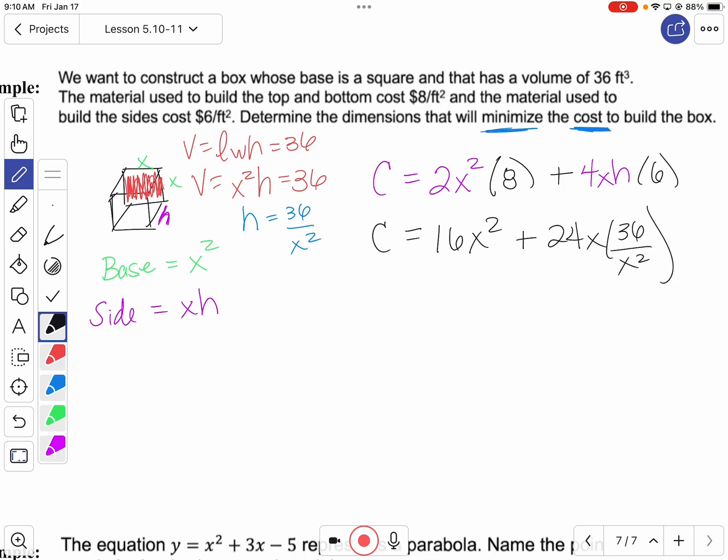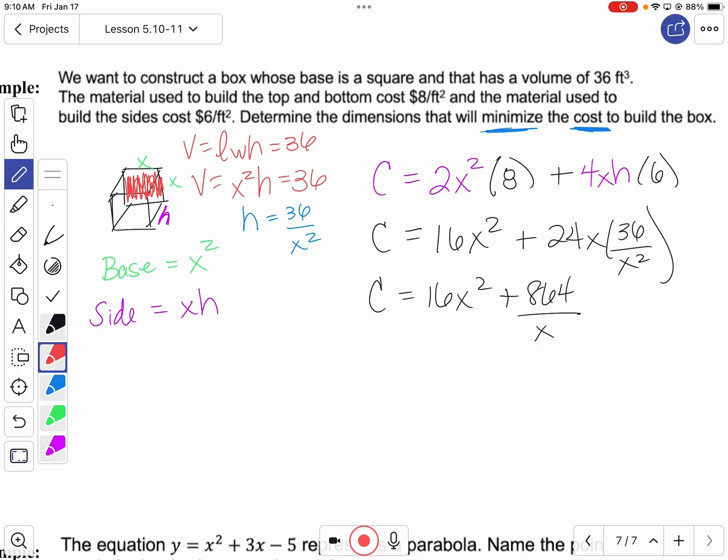So we just keep replacing variables, nifty substitution. Let's simplify that equation again. That's going to give me 16x squared plus 24 times 36, 864, and then x over x squared. Yep, x on the bottom or x to the negative 1. So there's my original function.